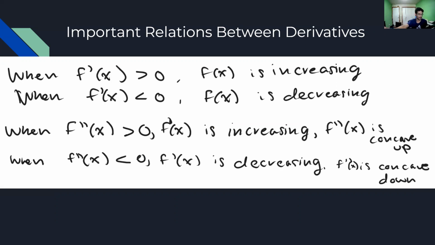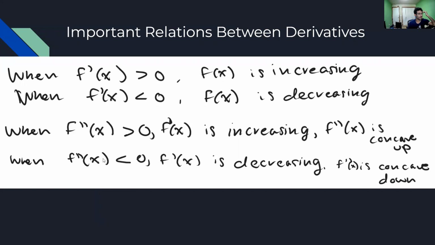When f double prime is greater than 0, that means the f prime is increasing. The relationship between f prime and f is similar to the relationship between f double prime and f prime, right? So f double prime is greater than 0 and f prime is increasing. That means the slope of the slope of f of x is increasing. So it'll be increasing at an increasing rate, so therefore it'll be concave up.